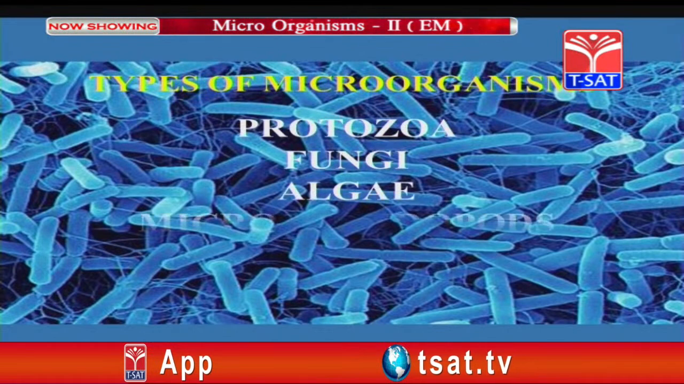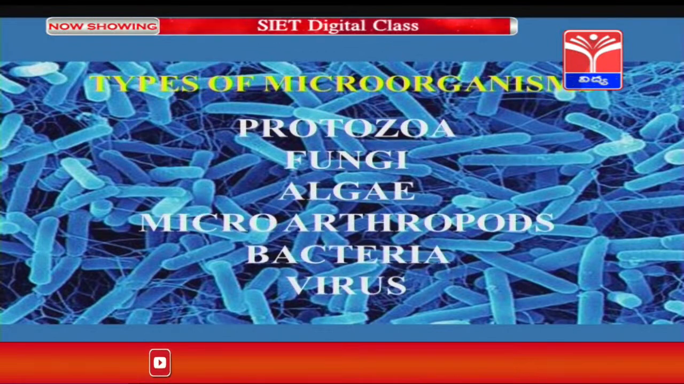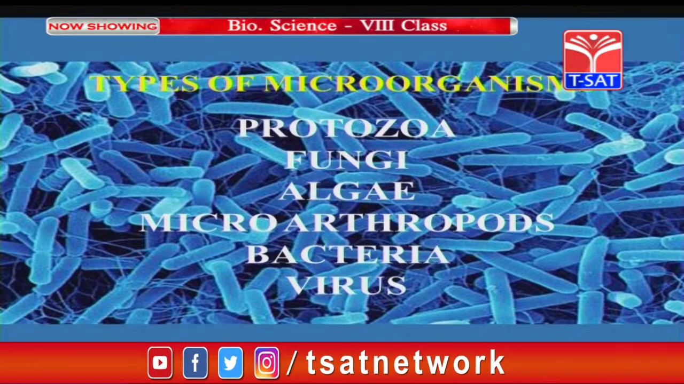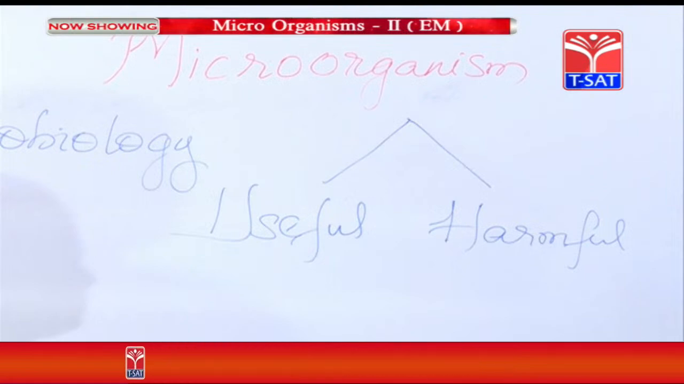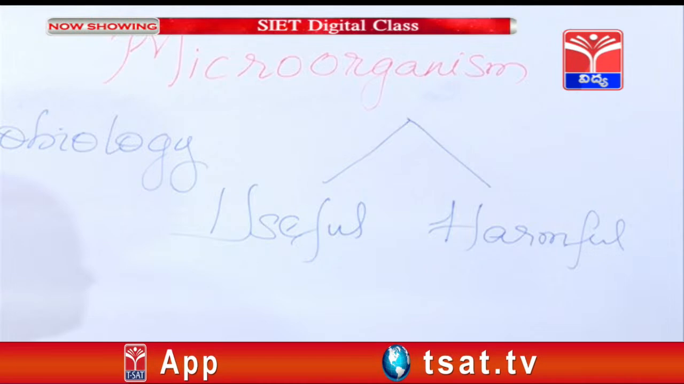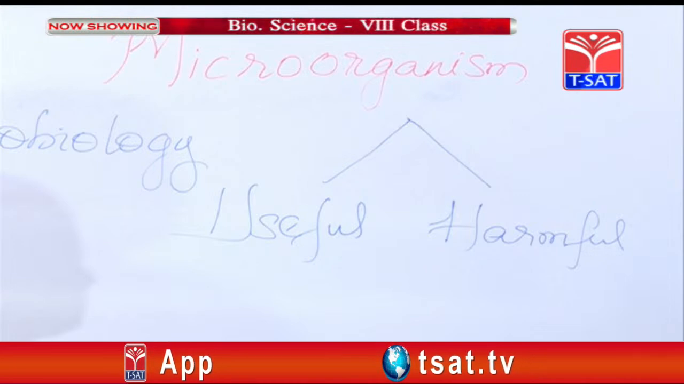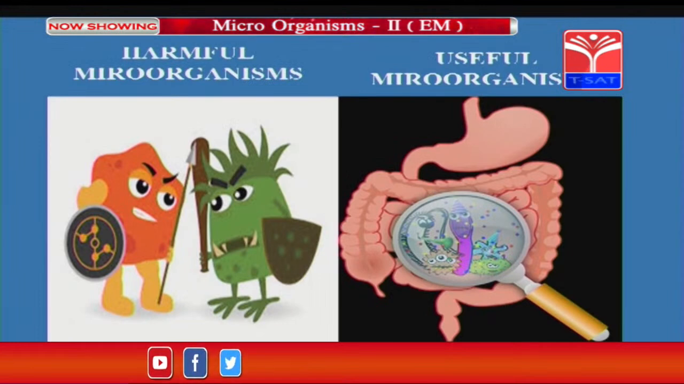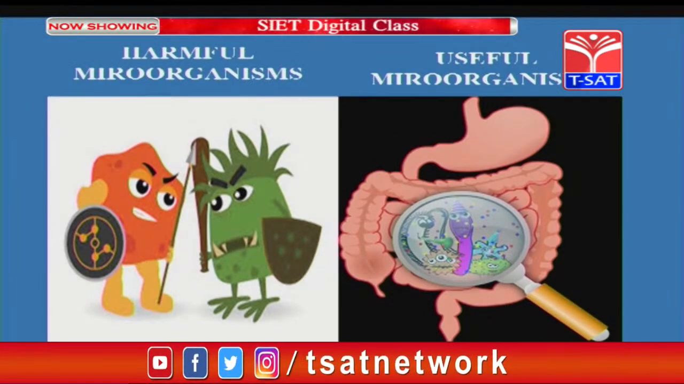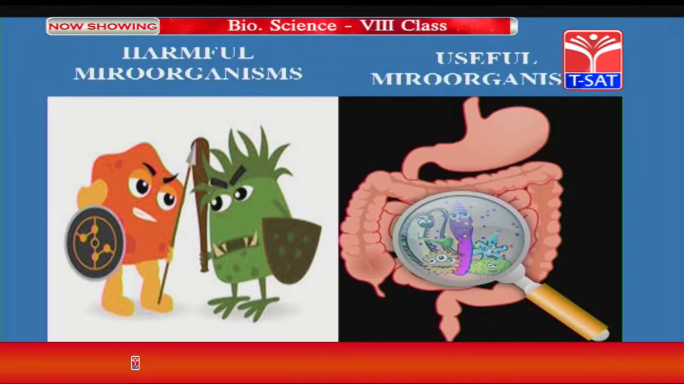What are the different types of microorganisms we have studied in our last class? Protozoa, fungi, algae, microarthropods, bacteria and virus. Children, these microorganisms are of two types: useful microorganisms and harmful microorganisms. Useful microorganisms, that means they are really very useful to us. Why are the others called harmful? We will be studying that in this lesson.